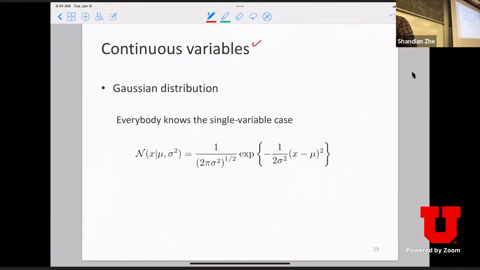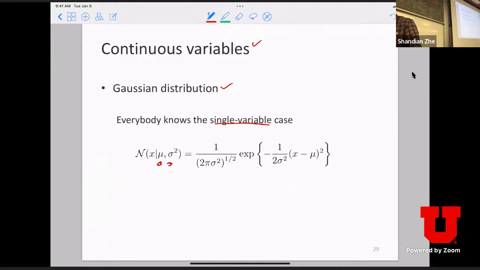Okay, so now let us talk about continuous random variables. We're going to start with the Gaussian distribution. I believe everyone is familiar with this. For the single variable case, I bet everyone is able to write down the density. We know a single Gaussian random variable is determined by two parameters: one is called the mean, one is called the variance.